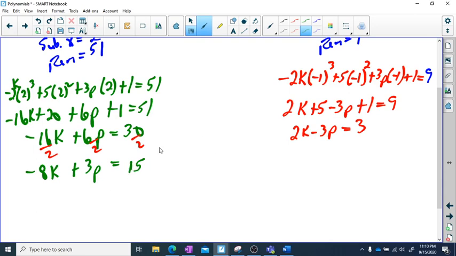Now, I'm going to take these two equations, and you would have learned in grade 10 a solution for solving systems called elimination. There's another one called substitution. You can use either one, but this one is set up very nicely for elimination. I'll show you how it would work.